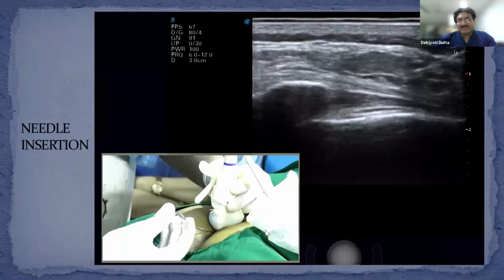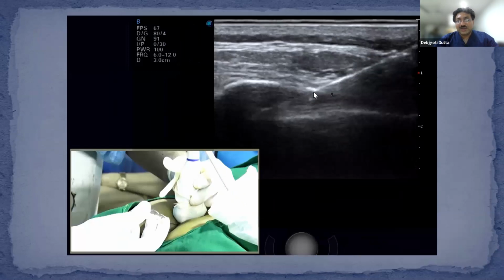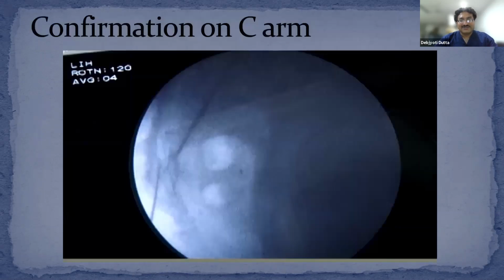So after local anesthetic, we need to take an epidural needle, and you can see the epidural needle, we need to go in and pierce this ligament. Okay, now we are at the level of the sacrococcygeal ligament. Now we have pierced the ligament and my needle is up to this level, and this is where our ultrasound guidance ends. Ultrasound can no longer guide us after this place.